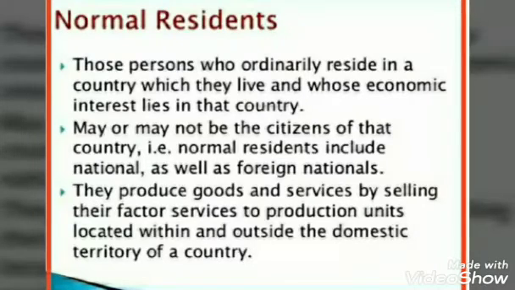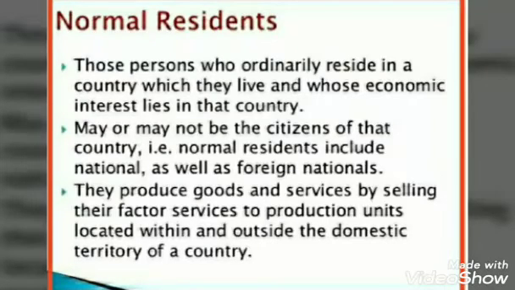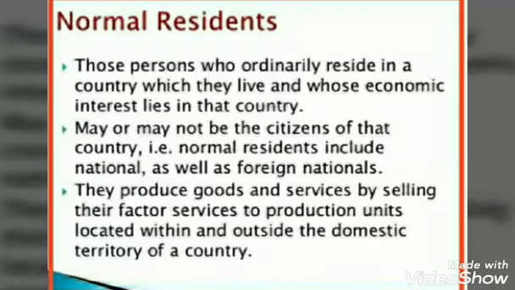To make it easier, let me explain with an example. See children, it is not necessary that a normal resident of a country has to be a citizen of that country. No, not at all. A person may be a normal resident of a country even when he is not a citizen of that country. Let me tell you how. For example, if an Indian is living in USA for more than 1 year and his center of economic interest also lies in that country, meaning he is earning from that country, then children, he would be said to be a normal resident of USA even when he continues to be a citizen of India. Got it?